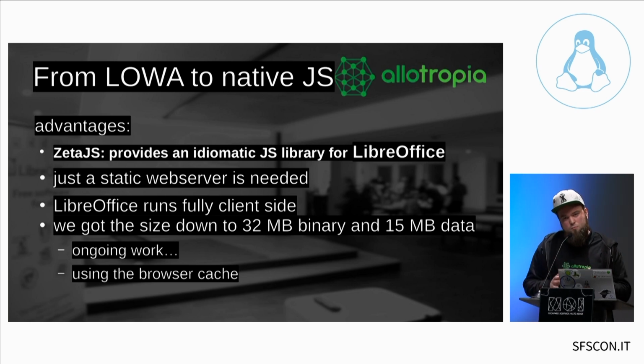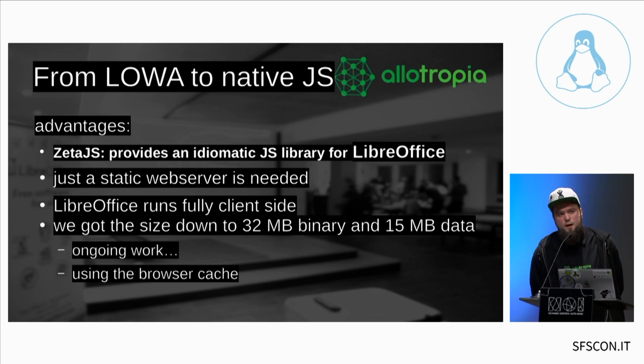LibreOffice on the desktop already has a very powerful API, and Zeta.js is allowing the JavaScript in the browser to access this API and to control the LibreOffice running inside the browser. You don't need any complicated web server. The web server can be pretty small. You can use a Raspberry Pi or something like that. It just needs to serve a few static files, currently 32 megabytes in size, and a smaller file with some data like textures.